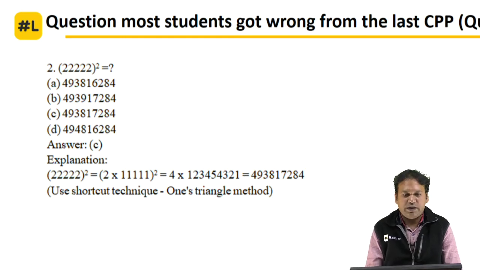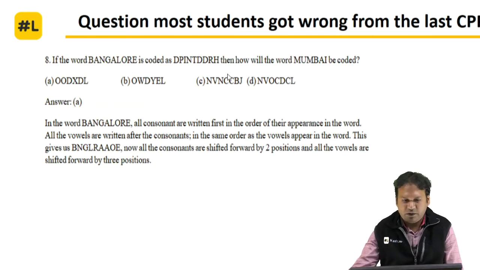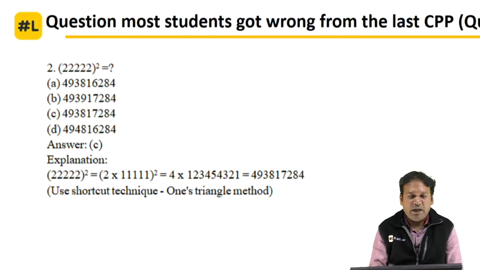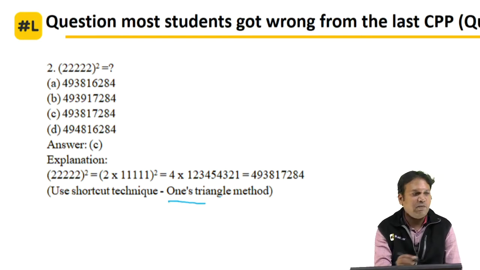First of all, let's see the question that most students got wrong in the previous CPP of the first session of squares. Here we have this question, 22222 square. What is the square of this number? As I discussed yesterday, this is based on the concept of patterns. Let me show you how to calculate this quickly. This is based on the ones triangle method, so I will discuss this method once quickly with you.